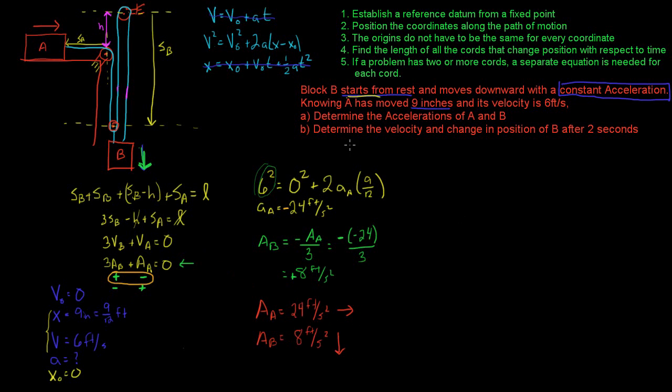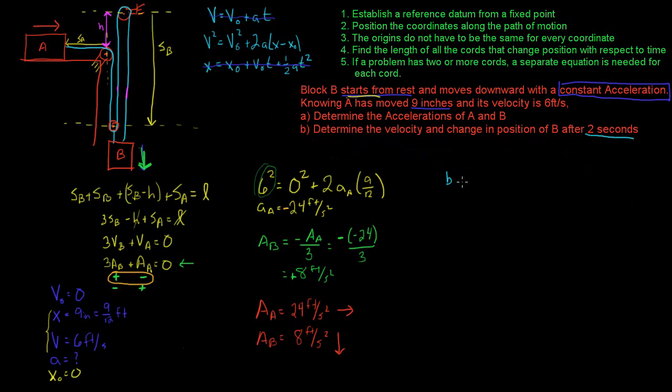So now what's part B of this problem? Determine the velocity and change in position of B after 2 seconds. Well, we can again use our kinematic equations. We can use the two equations we didn't use before because we now have a time.